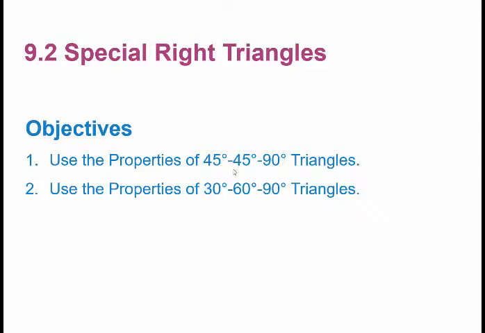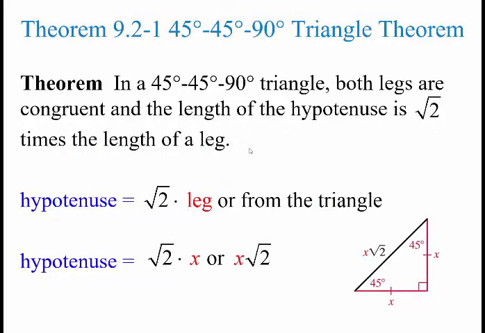Now these are the two special types, and the way we classify them as special types is by the measure of their interior angles. Okay, so the first one is the theorem related to 45, 45, 90-degree triangles. In a 45, 45, 90-degree triangle, both legs are congruent. So the two legs here of the triangle are of the same length, right? And the hypotenuse is just the square root of 2 times the length of a leg. So the hypotenuse is equal to the square root of 2 times x, because that's what we're classifying as the length of a leg, or x times the square root of 2.